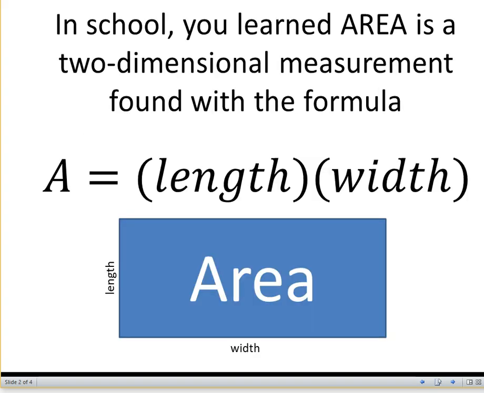In school, you learned area is a two-dimensional measurement found with the formula area equals length times width. This formula can be visualized with a length segment transported along a different, perpendicular dimension, and an area is created by leaving many segments behind it. This is the general idea of an integral.